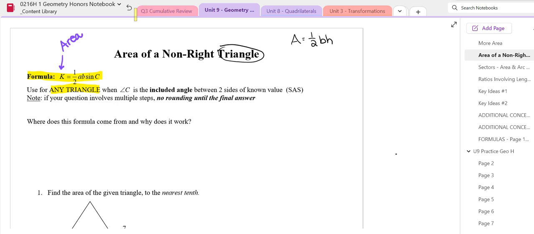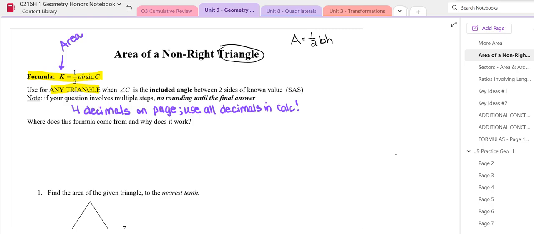I'm going to note that if our question involves multiple steps, there is still no rounding until the final answer. We have said in the past to show at least 4 decimals on the page, but make sure you use all decimals in your calculator. That still holds true, so that's still going to be an important thing to remember. No rounding until the end. At least 4 decimals on the paper, and all decimals in the calculator.